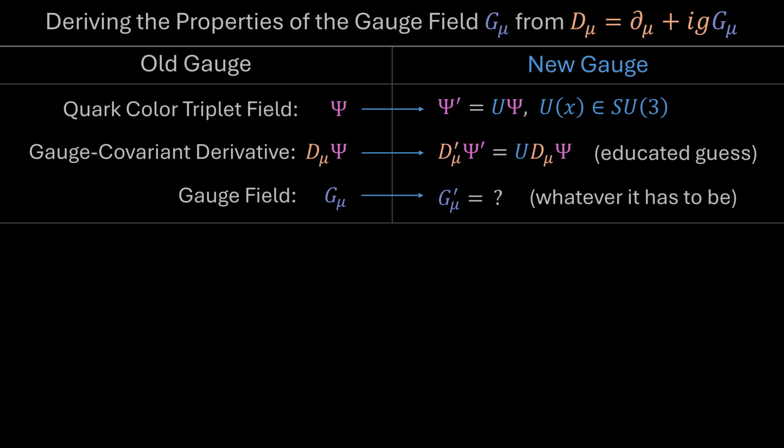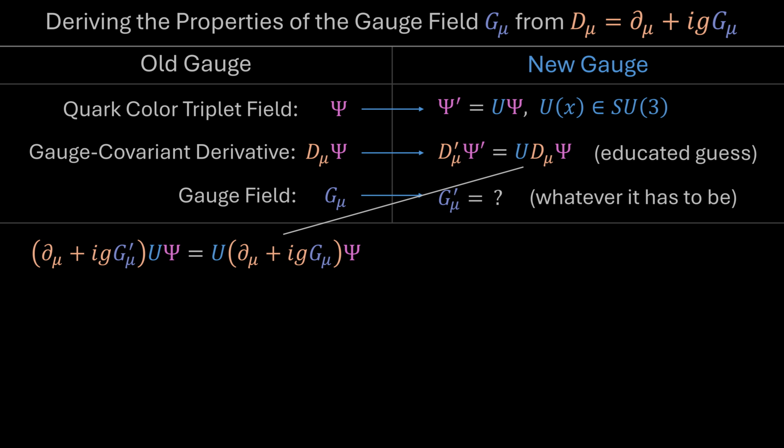So for starters, what we're going to do is write d prime mu acting on psi prime as the definition of the gauge covariant derivative in the new gauge, that is partial mu plus i g g prime mu, acting on the triplet field psi in the new gauge, which is given by u times psi. And according to our educated guess, that should be equal to u times d mu acting on psi. So the equation we've written here is just the gauge covariant derivative transformation rule, but we've written out explicitly the definition of d mu as well as psi prime.